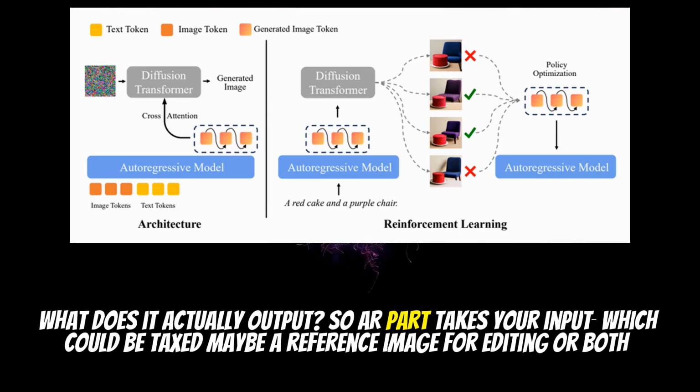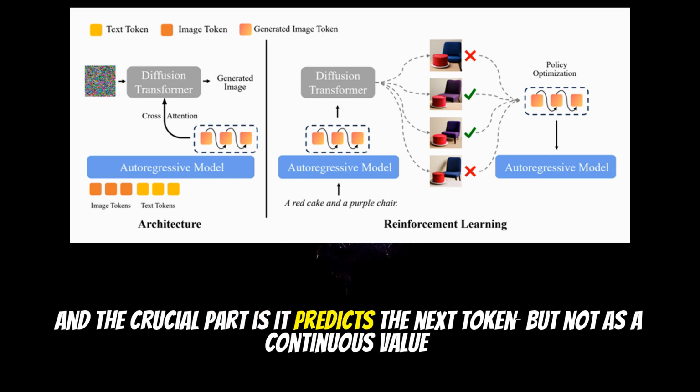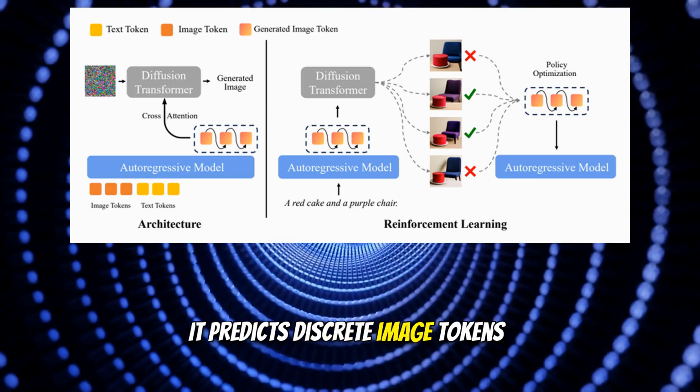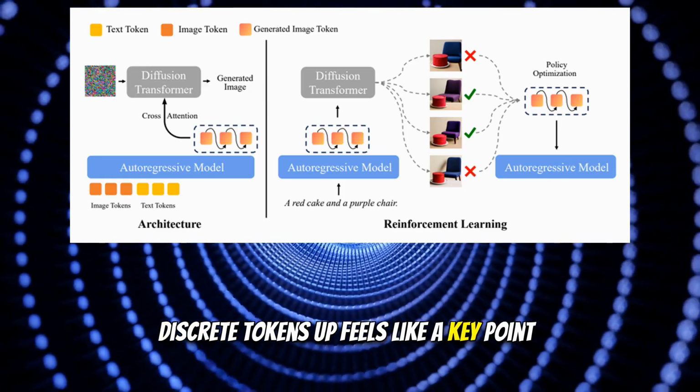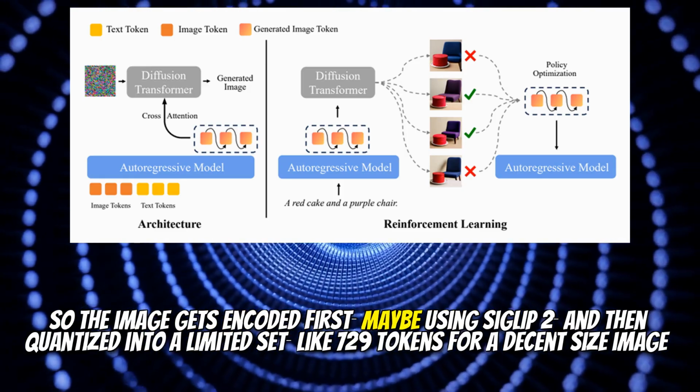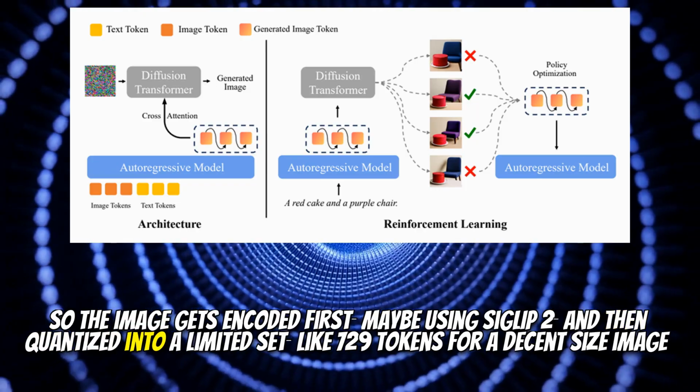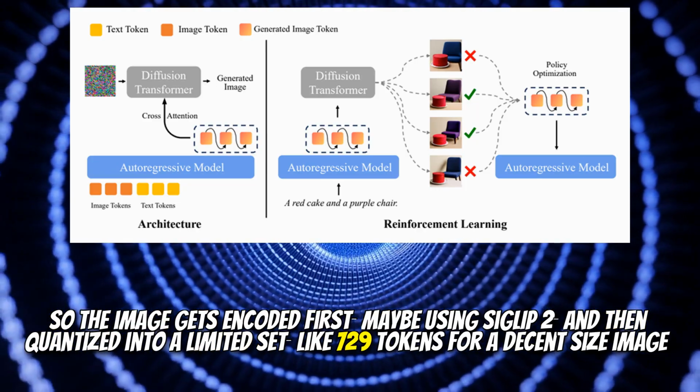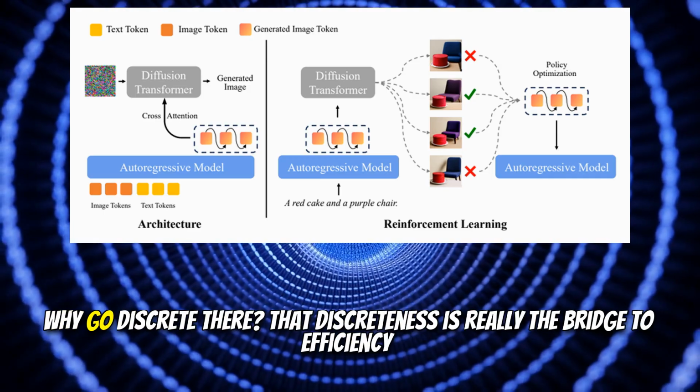So the AR part takes your input, which could be text, maybe a reference image for editing, or both. And the crucial part is it predicts the next token, but not as a continuous value. It predicts discrete image tokens. Discrete tokens, it feels like a key point. So the image gets encoded first, maybe using BLIP3o, and then quantized into a limited set, like 729 tokens for a decent-sized image. Why go discrete there?